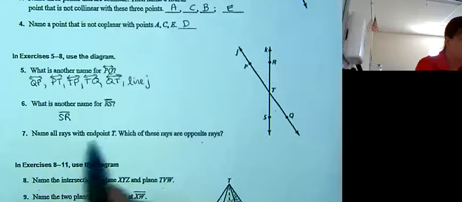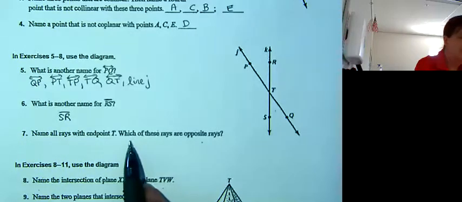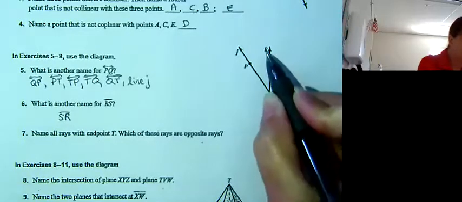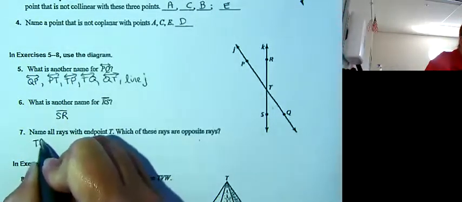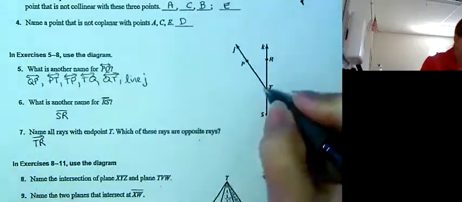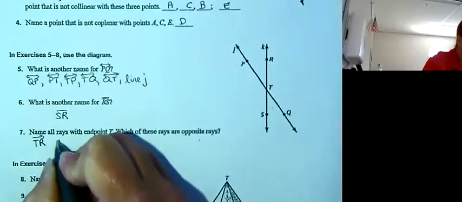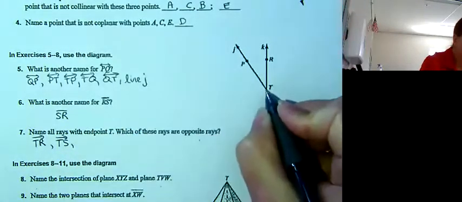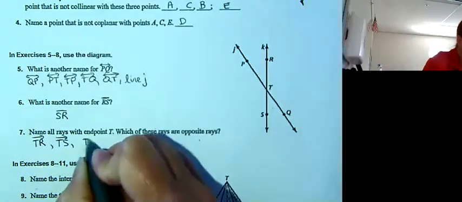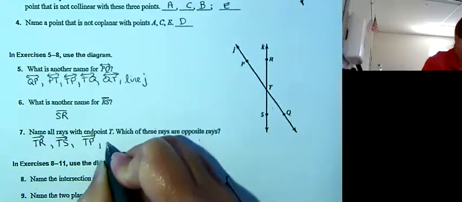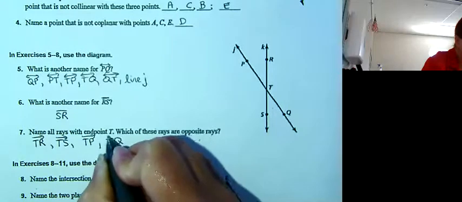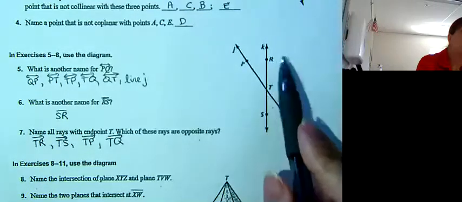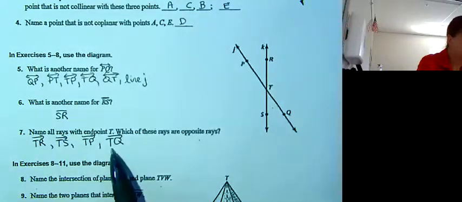7, name all the rays with endpoint T. So remember rays, this is our starting point, so we need to see. So I could go up from T, so I could do ray TR. I could go straight down from T and do ray TS. I could also go up here kind of upper to the left, so TP. And the last one would be TQ. Notice when naming a ray, I always start at the endpoint and go out from there. So it's always going to be on the left.